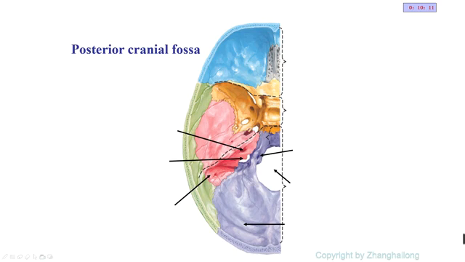Okay, now let's see the posterior cranial fossa, the biggest fossa. First one, the biggest foramen. This one is the foramen magnum, the biggest one, the max one. What structure is in it? Yes, the brain stem connects with the spinal cord in here.